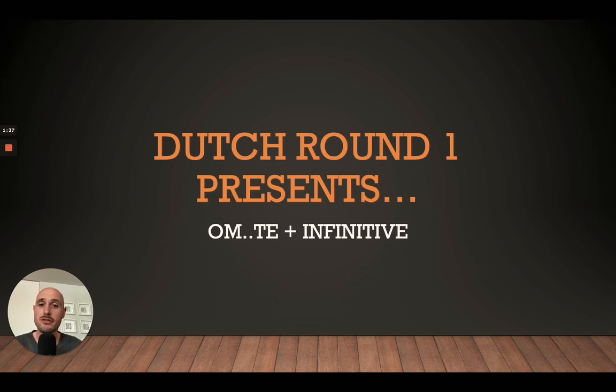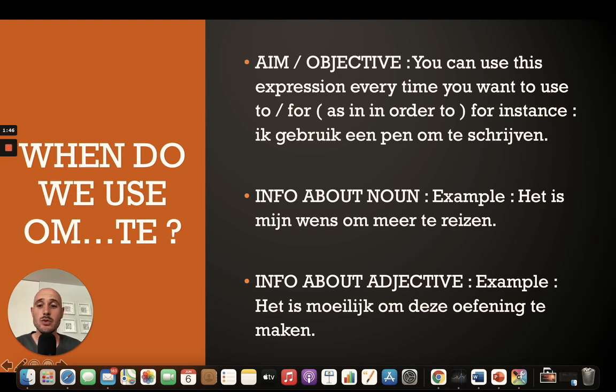But without much further ado, let's go straight for the te plus infinitive structure. So there we go. When do we use te? Well, first of all, when we want to express an aim or an objective. You can use this expression every time you want to use "to" or "for", as you would use "in order to" in English. For instance, ik gebruik een pen om te schrijven. I use a pen to write. I use a pen in order to write.